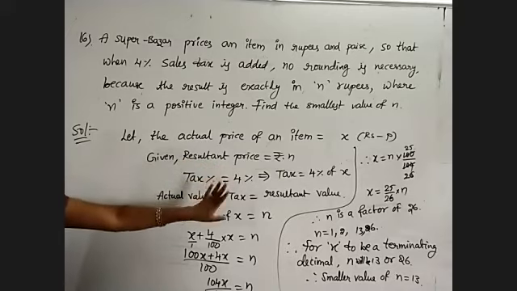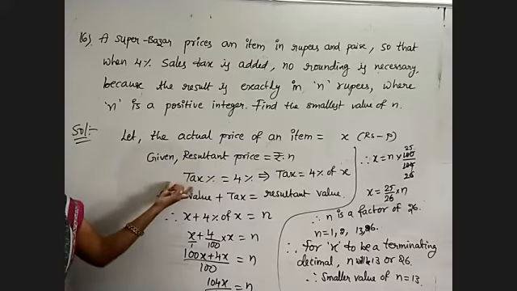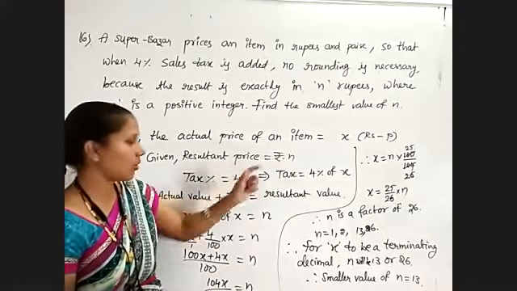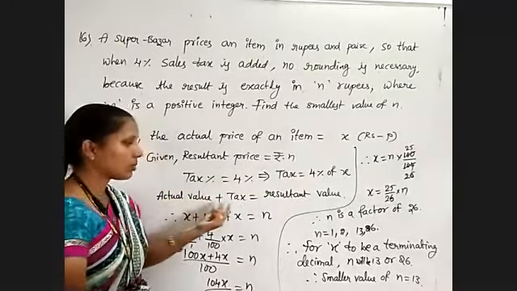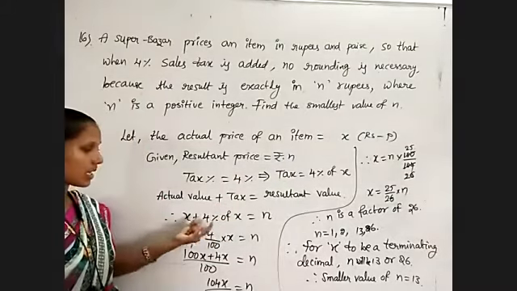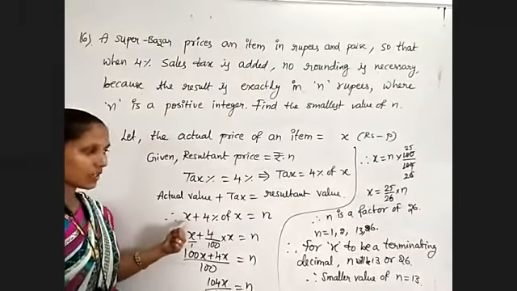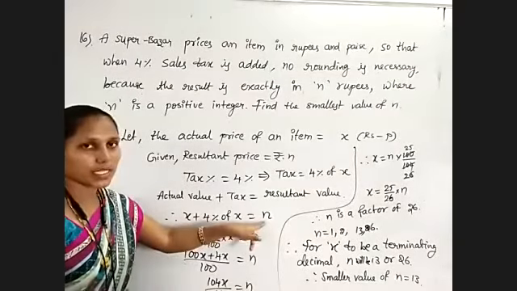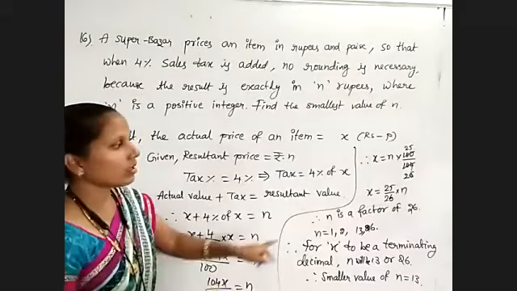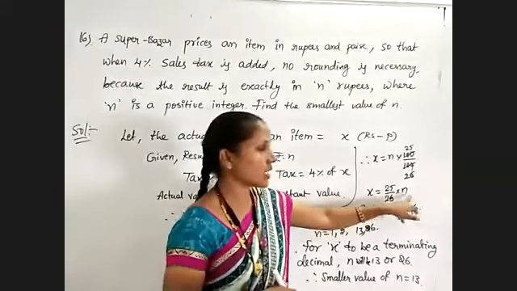in n rupees itself. And when tax is added, you are getting it in rupees. There is no need to round up the given value. So according to the question, actual value plus tax is equal to resultant value. Actual value is x rupees and paisa and 4% tax. When you are adding, you are getting n rupees. By simplifying that, we got the x value. Okay. x is equal to 25 by 26 into n.